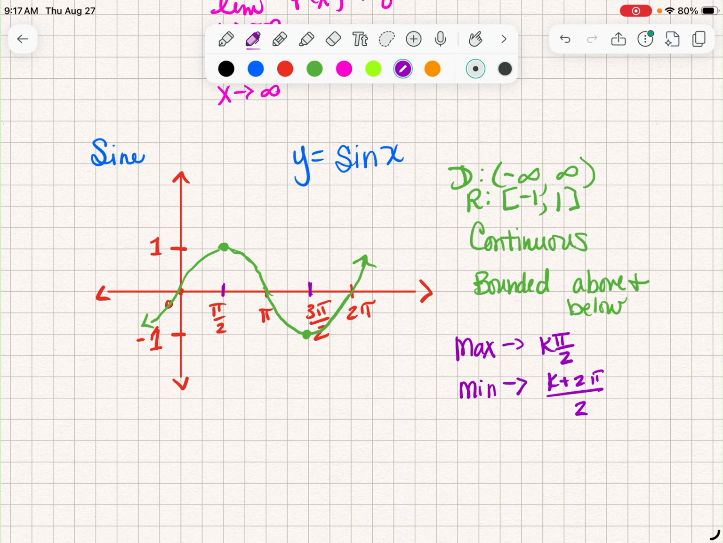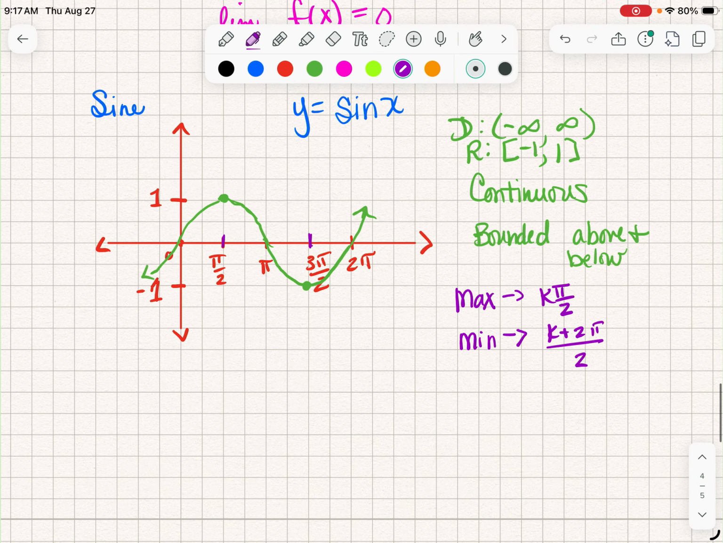But for right now, the intercepts. Okay. So the only y-intercept is the origin. But the x-intercepts, my brain's getting ahead of itself again. The x-intercepts we can see occur at the pi's, right? 1 pi, 2 pi, again on 3 pi. So the x-intercepts happen on the k pi's.